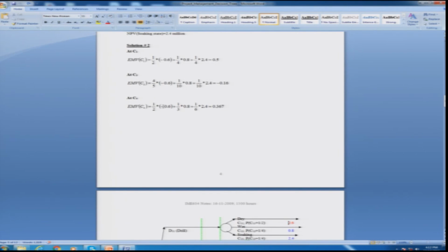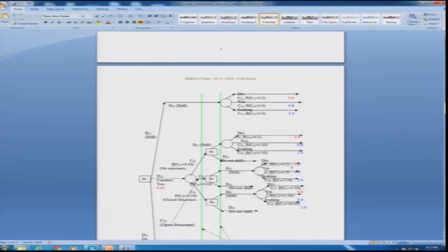At C4, again minus 0.6, 0.8, 2.4. So, 0.8 and 2.4 are positive, and what are the probabilities? Half, 1/3, 1/6. So, these are the probabilities, half, 1/3, 1/6. Again I am repeating these values; the probabilities can be found out from the matrix.